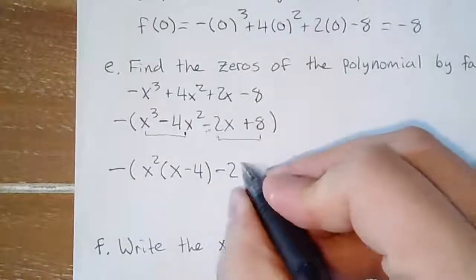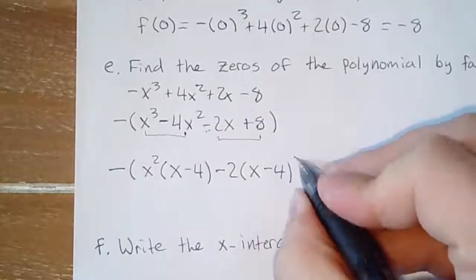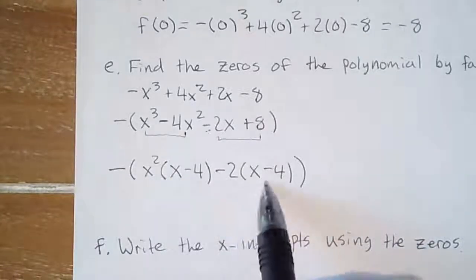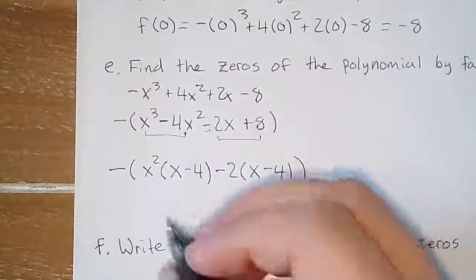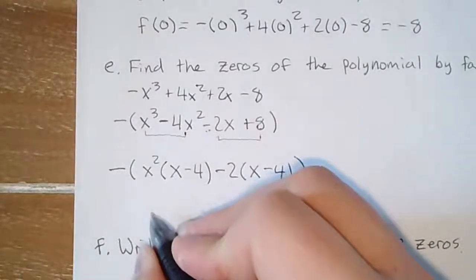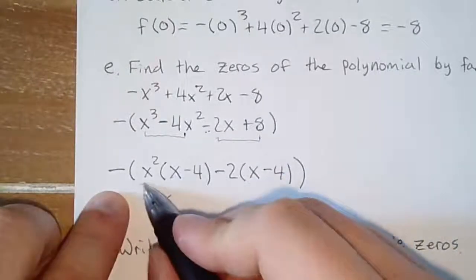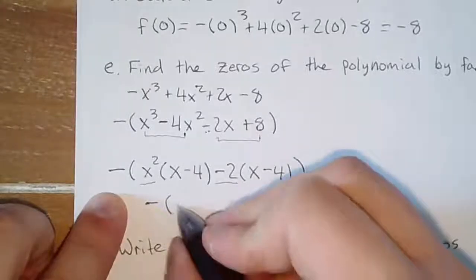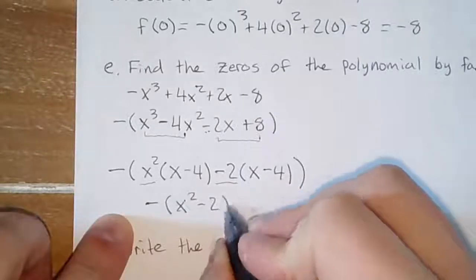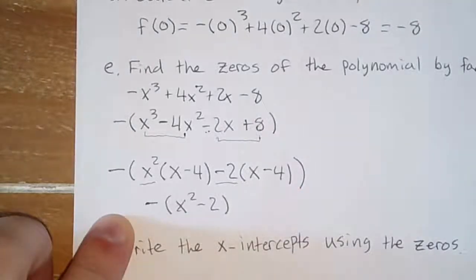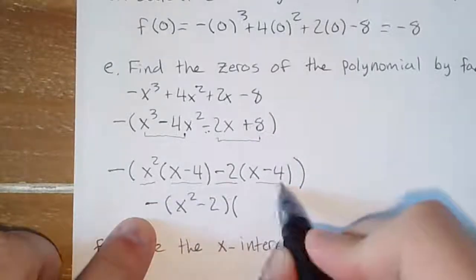And so what that leaves me with is I still have this negative sign on the outside here. These two pieces on the outside make up one of our factors. So we'll say x squared minus 2. And then these tell me that I have a factor of x minus 4. And so that is how we would go about factoring this.